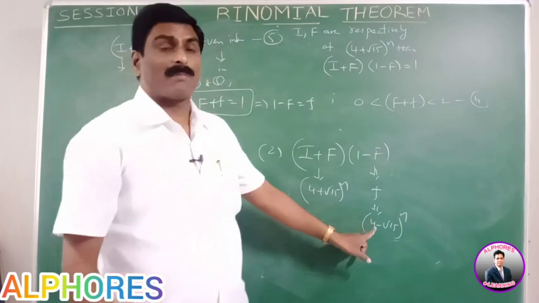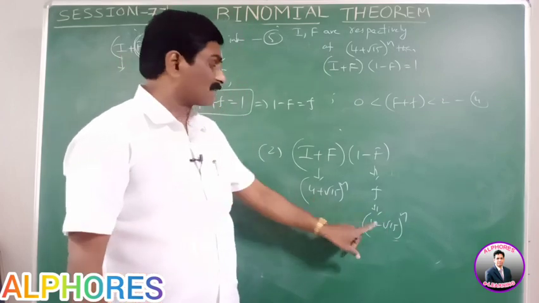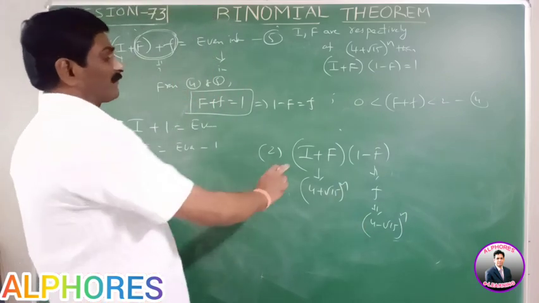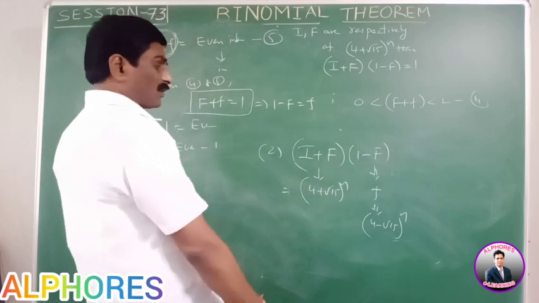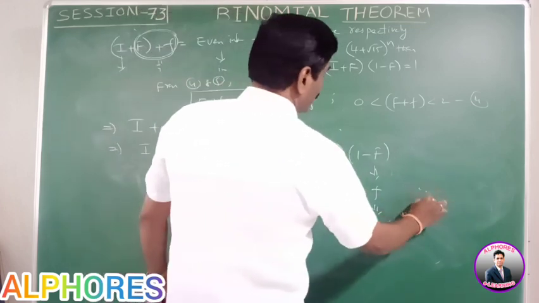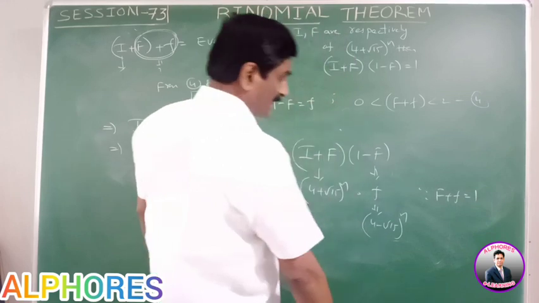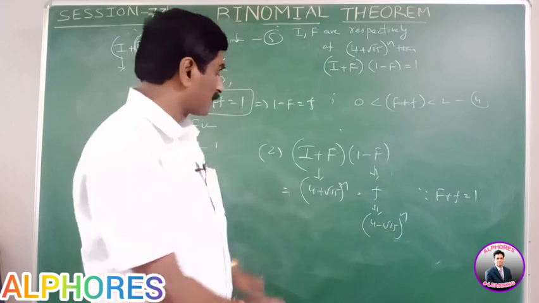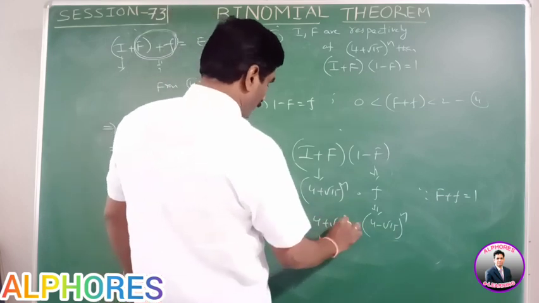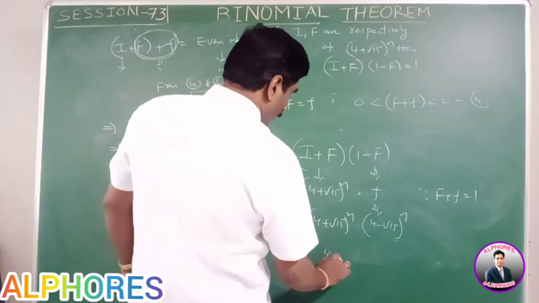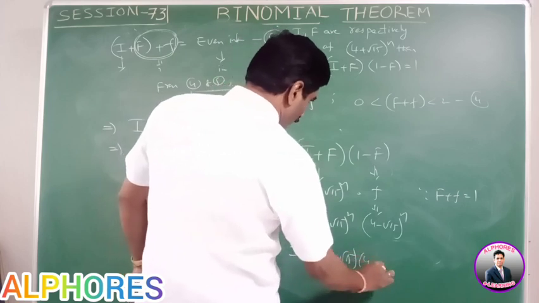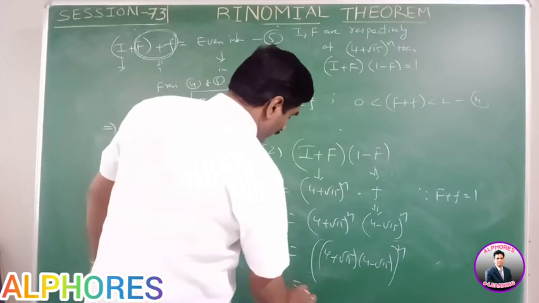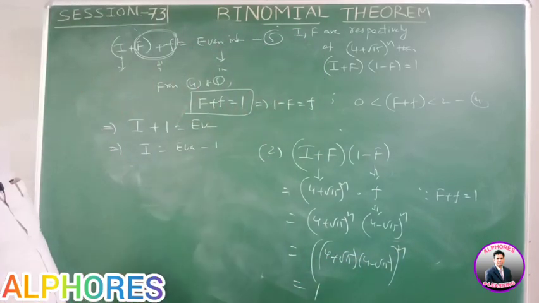Okay, a power n into b power n is nothing but (ab) whole power n. Again, (a plus b) into (a minus b) is equal to 1. Please note this value. Second one, (I plus F) into (1 minus F) is equal to (4 plus root 15) whole power n into f. Since F plus f is equal to 1, that means 1 minus F is equal to small f. Small f is nothing but (4 minus root 15) whole power n. That is equal to ((4 plus root 15) into (4 minus root 15)) whole power n. (a plus b) into (a minus b) is 16 minus 15. That is equal to 1. It is the answer. Very, very important. Please note this value.